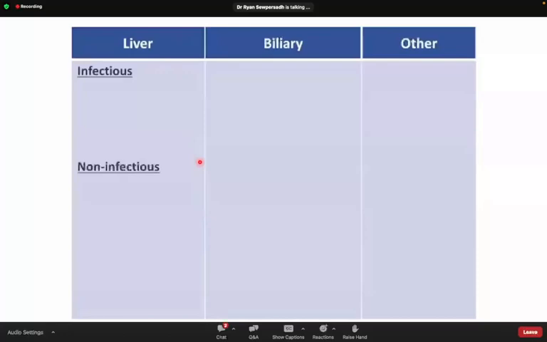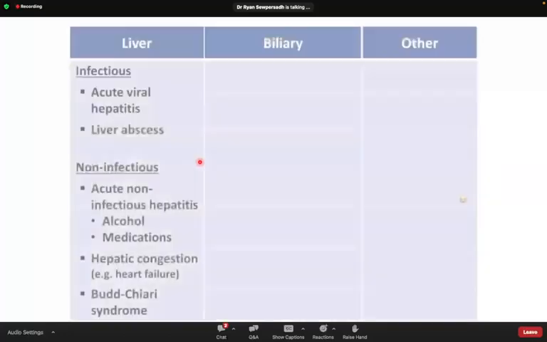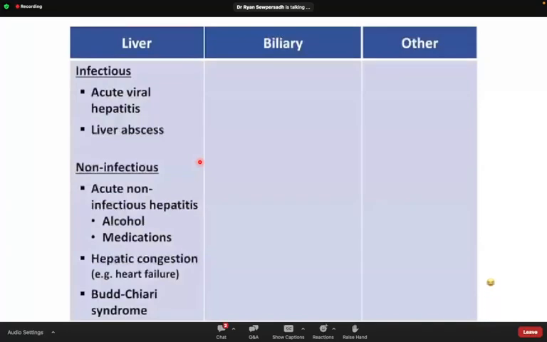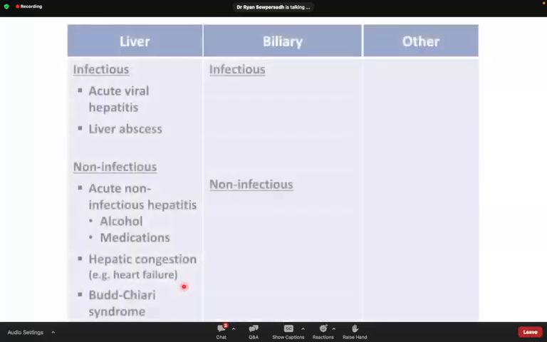So etiologies of hepatic pain can be divided broadly into infectious and non-infectious. Under infectious is acute viral hepatitis, okay, and liver abscess. Non-infectious causes include alcohol and medication-induced hepatitis, hepatic congestion from heart failure, and Budd-Chiari syndrome, which is caused by obstruction of the hepatic vein.